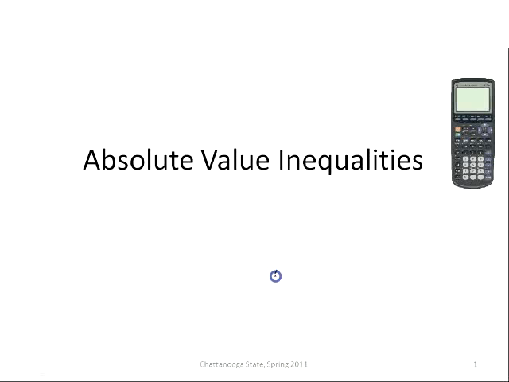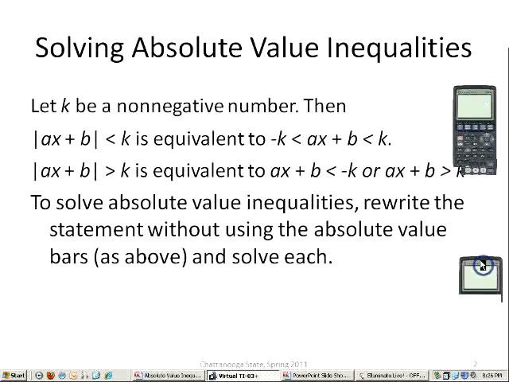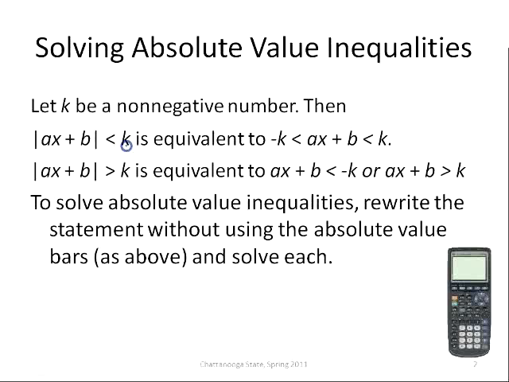Solving absolute value inequalities. An absolute value inequality is going to have this form to it. If it has a less than inequality, it will look something like this. If it has a greater than in it, it will look something like this. We're sticking with only solving linear absolute value inequalities in this section. When it's set up like this, our k is going to be a non-negative number.